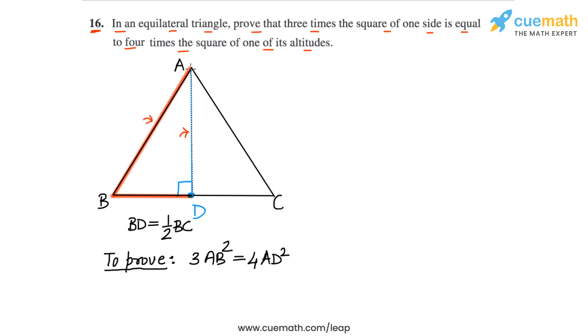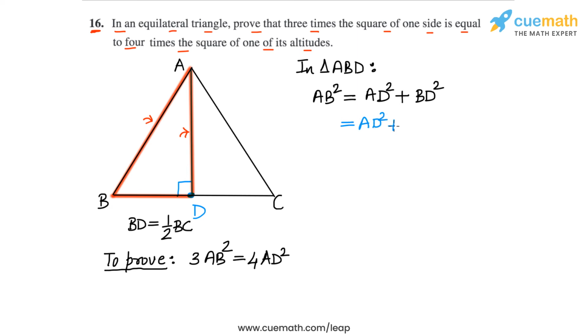So we are going to apply the Pythagoras theorem to this triangle because we want to relate the side AB with the altitude AD. So let's do that now. So in triangle ABD, by making use of the Pythagoras theorem, we will have AB square, the square of the hypotenuse, will be AD square, the square of the altitude, plus BD square. Okay, now on the right side we write it as AD square plus BD square.